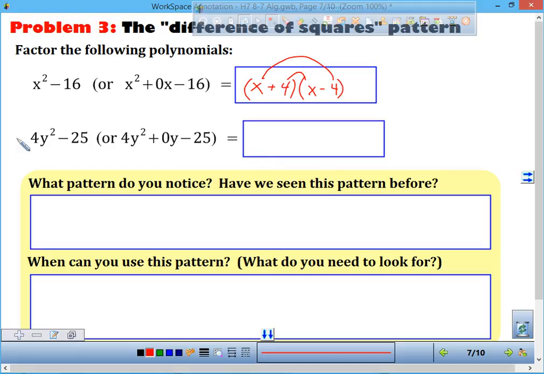Okay? So to factor the next one, you take the square root of the first term, which is 2y, and the square root of 25 is 5. And then again, we have one that we add, one where we subtract. So it's the same thing for each term, but now instead of both of them being addition or both being subtraction, one is addition, one is subtraction.